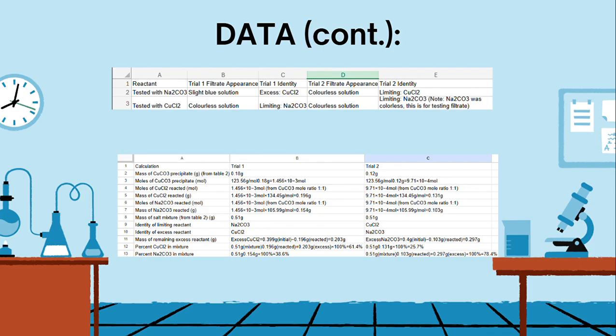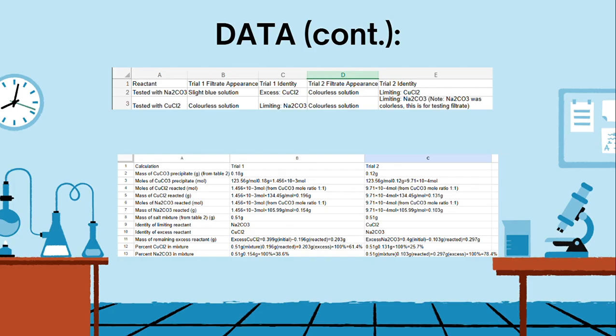For trial 1, the filtrate of copper chloride was a colorless solution, as was the trial 2 filtrate appearance. The limiting reactant was sodium carbonate for both trials. In our last table, we can see the calculations using our molar mass and the mass of our precipitates.